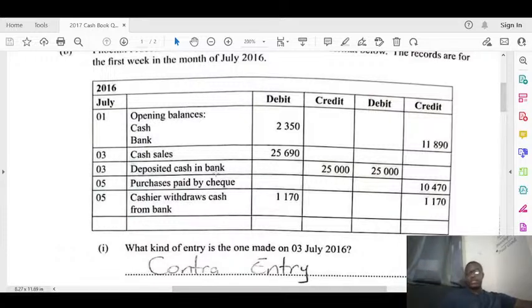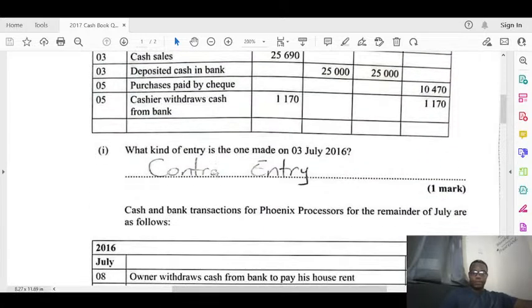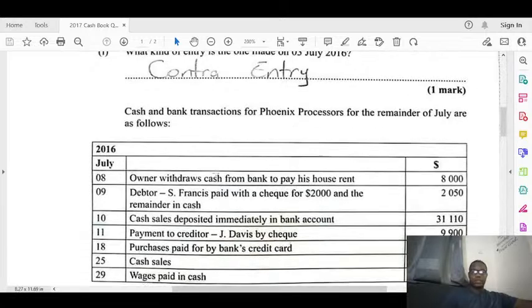So that's what a contra entry is, basically. All right, so then they ask what type of entry it is. It's a contra entry. That's 1 mark. So you just write contra entry. You don't need to write anything long or anything fancy. All right, then we move on to the next part.